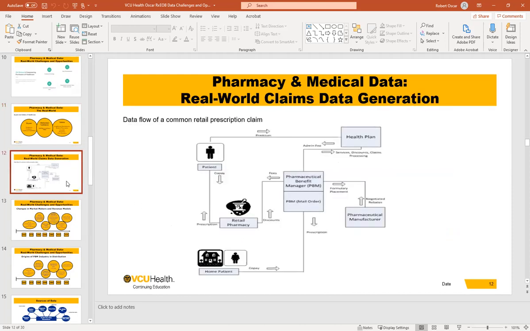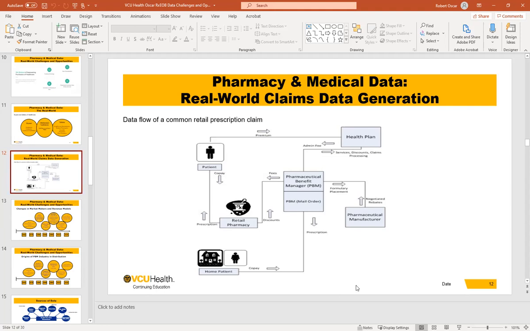I'm going to skip over this. Does everybody understand where the pharmacy data comes from? It's really created when somebody bills a claim to a pharmacy benefit through a pharmacy benefit manager to the health plan, and then to the employer and so on.